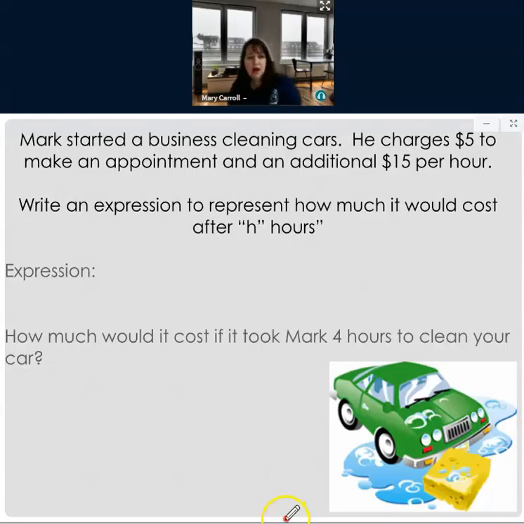Okay, so on to this, let's talk about some word problems and how to break them up a little bit. Mark started a business cleaning cars. He charges $5 to make an appointment and an additional $15 per hour. We're going to write an expression to show how much it would cost after each amount of hours. So that's the first thing I want you to focus on, the actual expression that we're going to write.